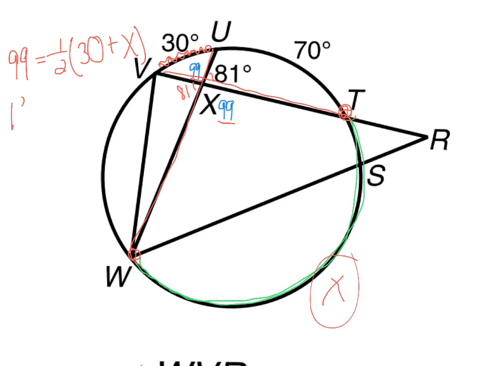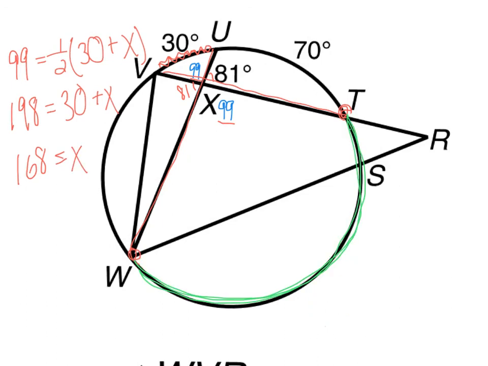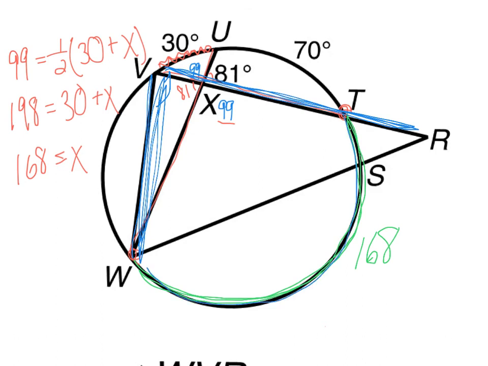So I'm going to double both sides, which gives me 198, which equals 30 plus x. And then I'm going to subtract that 30, which gives me 168. So now I know x, this whole arc in green, is 168. Now remember, what they were actually asking for is angle WVR. Okay, this is an inscribed angle. It opens up to this arc, so I know that angle measure is actually going to be half of 168, which is going to leave me with 84 for my final answer.